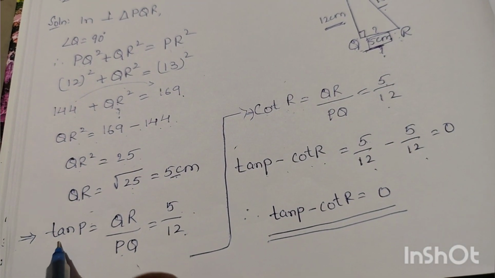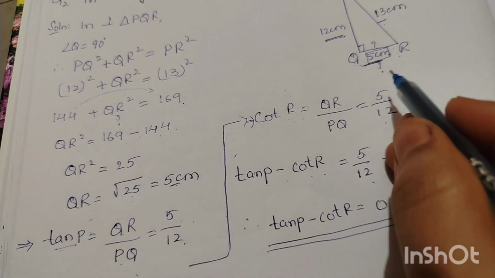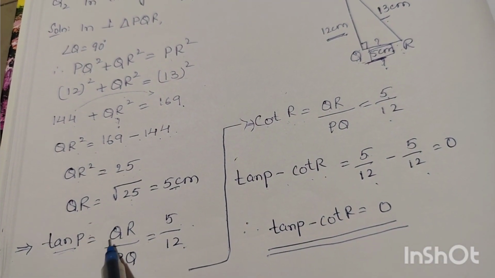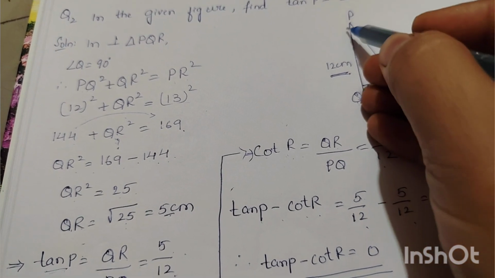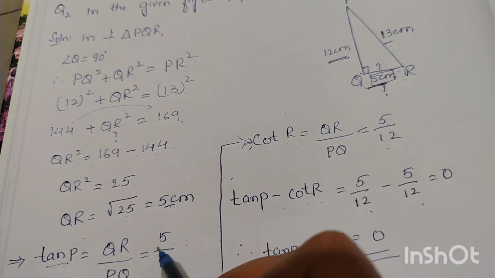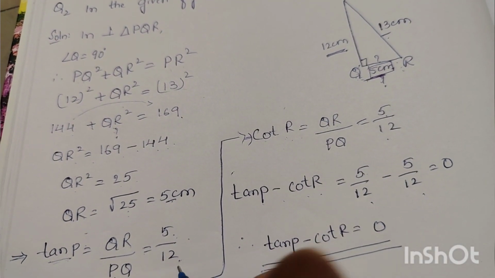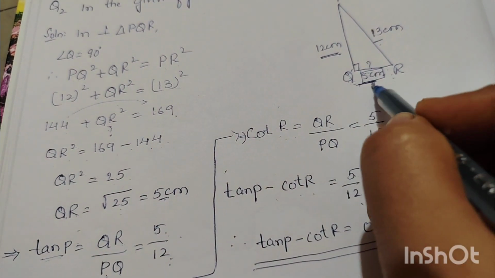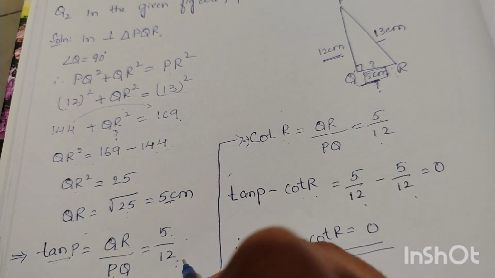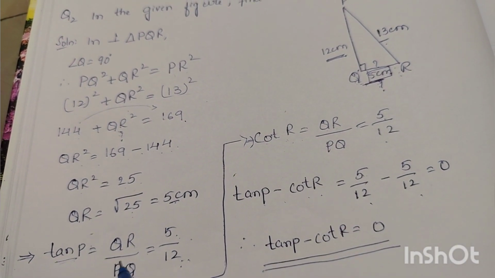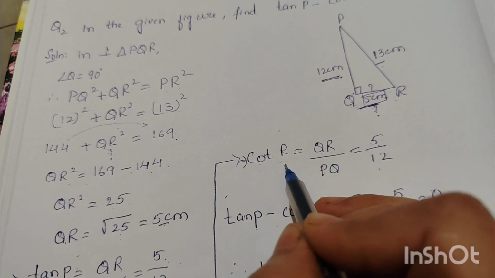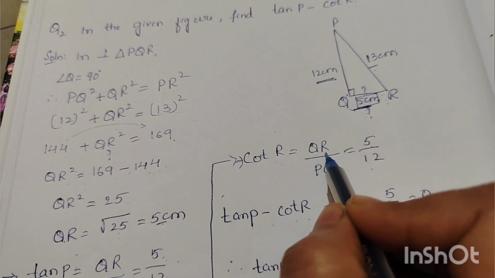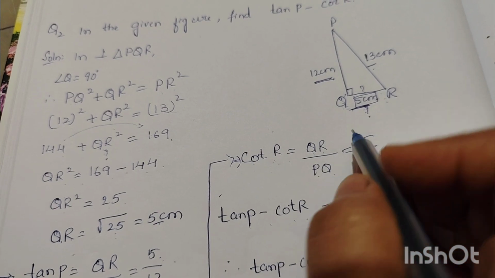Then we have to find tan P from this data. Tan P means QR divided by PQ. QR divided by PQ is equal to 5 divided by 12, because QR is equal to 5 and PQ is equal to 12. Then tan P is equal to 5 divided by 12. Is it clear?